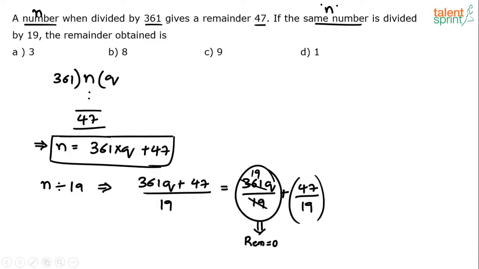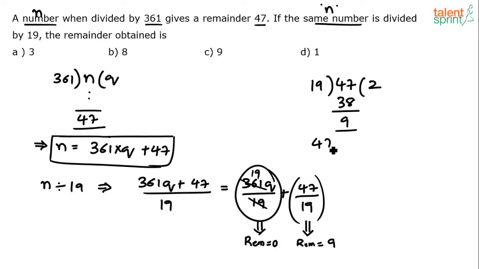What is the second part? 47 divided by 19. Now when you divide 47 by 19, what is the remainder you get? The remainder will be 9, because 38 is divisible by 19, right? Again the same process. It will help you understand how to frame the equation. 47 is being divided by 19. So I can say 19 2 times is 38. Whatever is left out is 9. So 47 actually is equal to this divisor 19 multiplied by the quotient 2 plus the remainder 9.